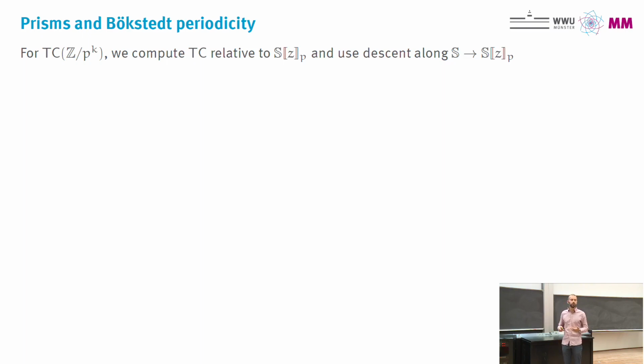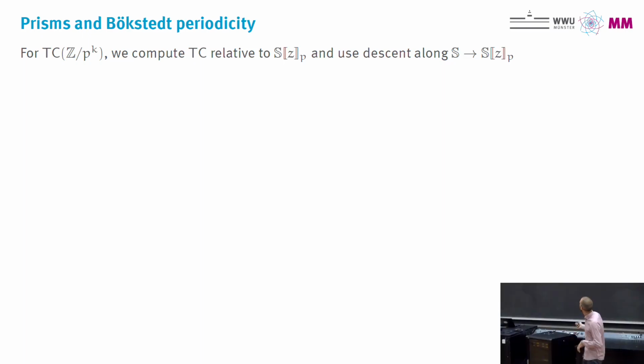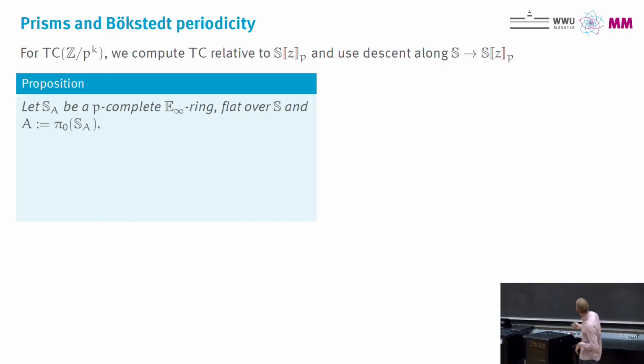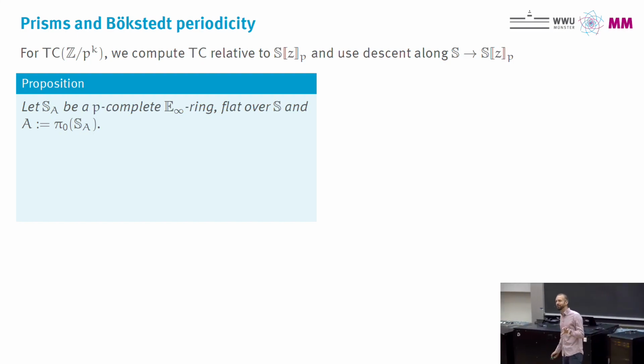And that's a strategy which I outlined a couple of years ago in a paper with Achim Krause, and Leo Wang had also used it to calculate something like TC of the p-adic numbers. So that's a well-known strategy. And in order to make this work, I first of all have to understand this relative TC. And here's a tool to understand this relative TC and make this whole strategy work.